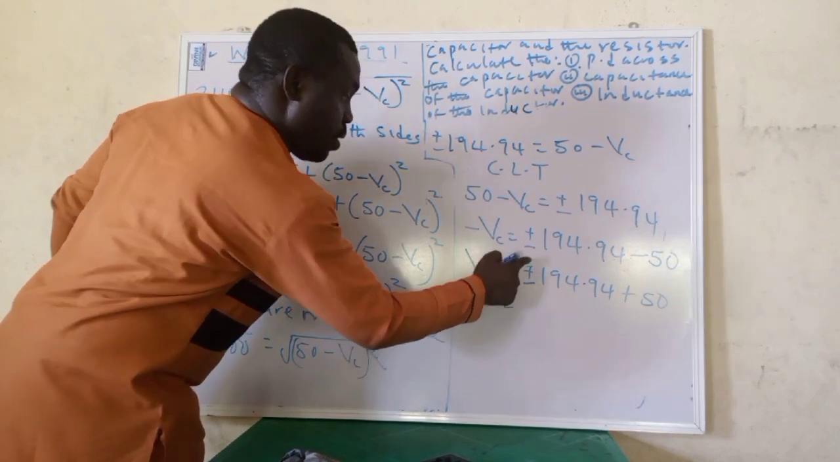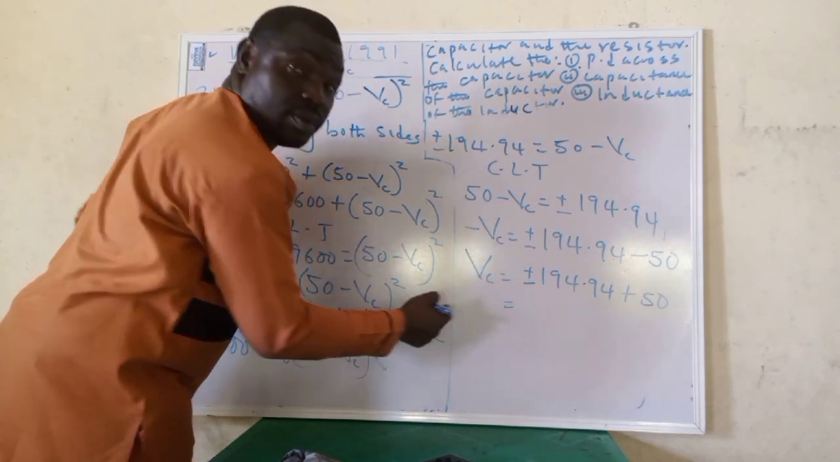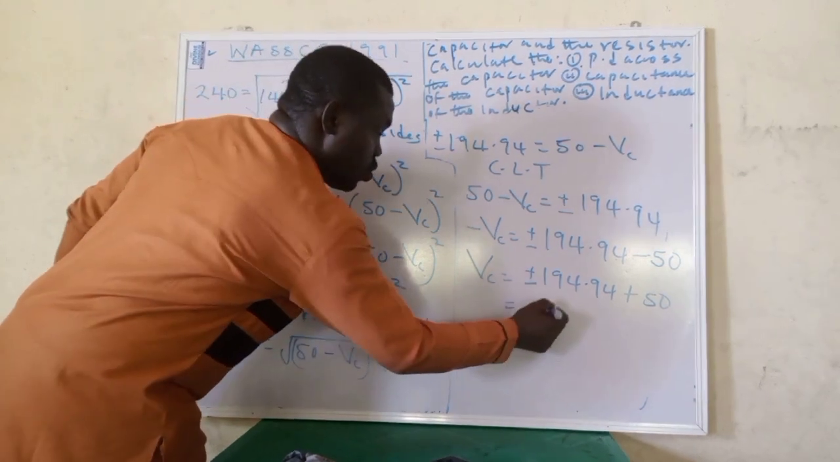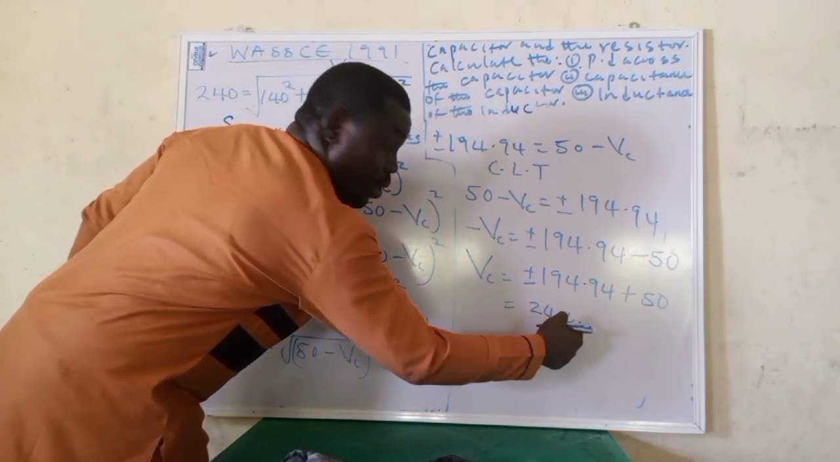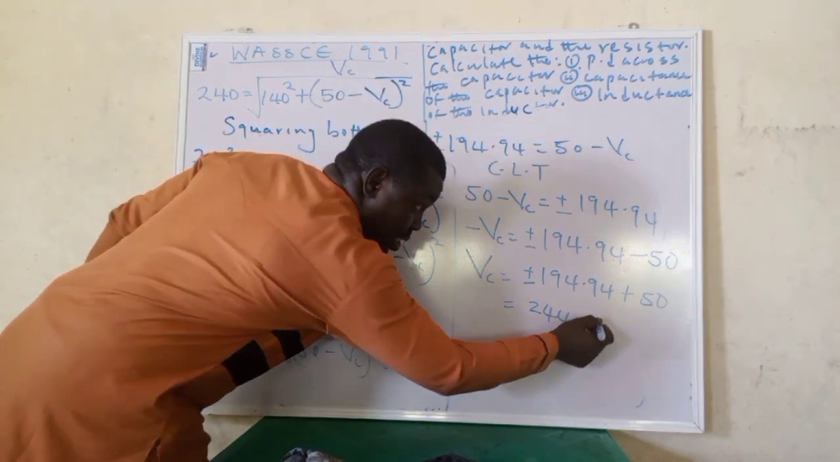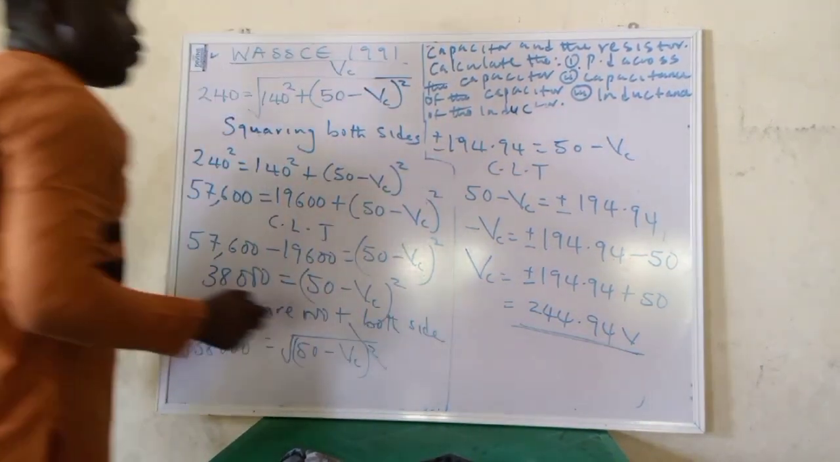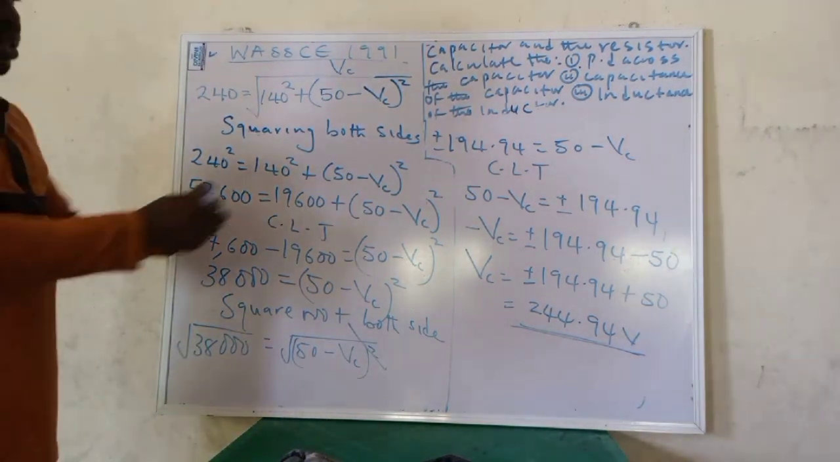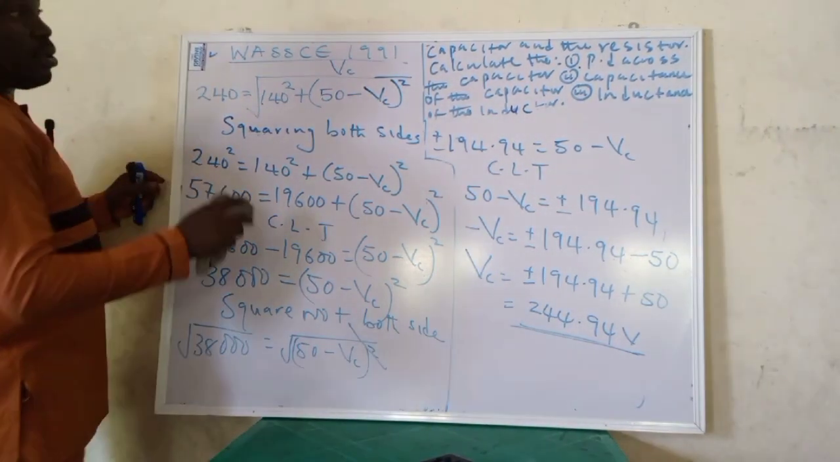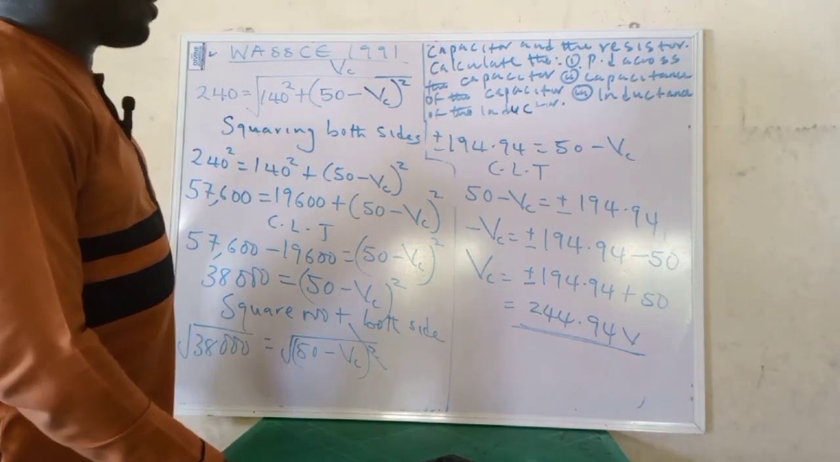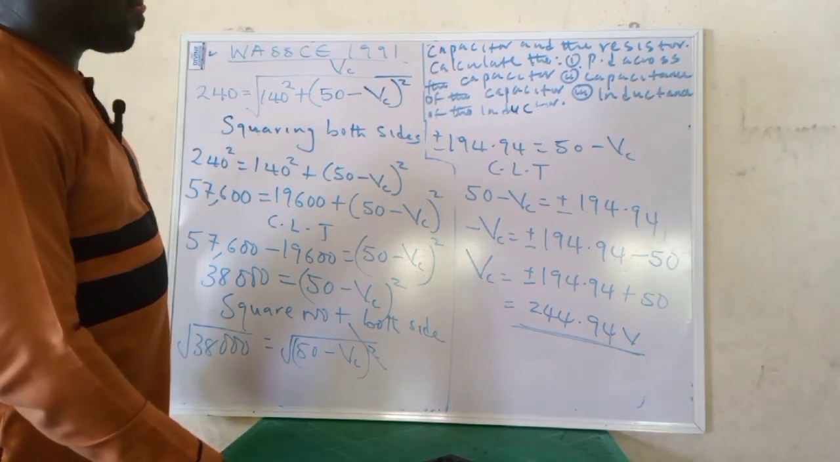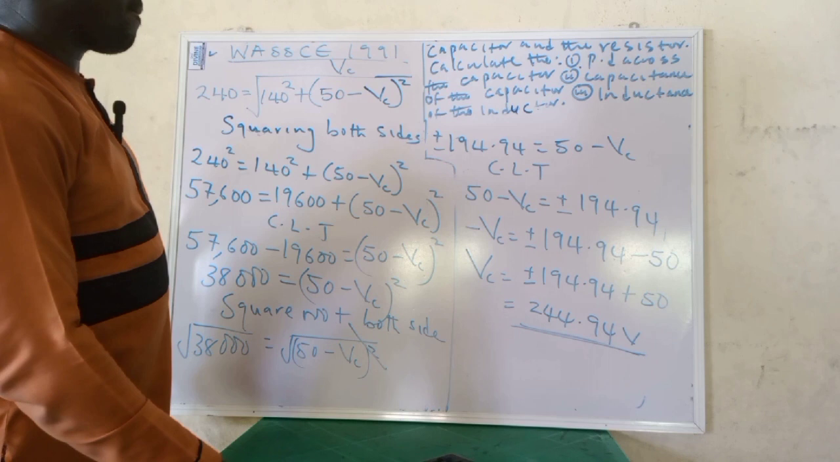Okay, plus minus. So please add this one for me. That's 244. 244. Point what? There's point. Point what? 94. It's okay. Volts. So that's the solving. Now we are not told what were we asked to find, please? We have done that.